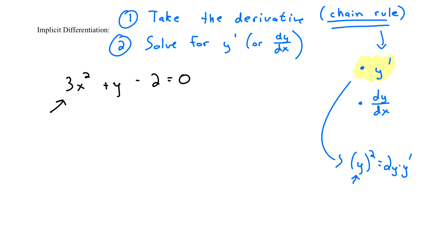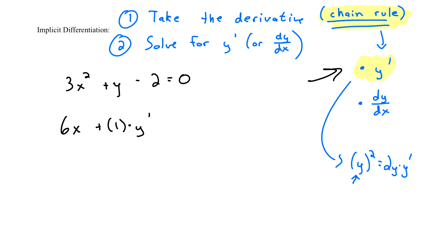Derivative of 3x squared: if we have a term that has an x, we're just going to take the derivative of that just like we normally would. So here we're going to have 6x. Plus, when I take the derivative of a term that has a y, I'm going to think about it, at least initially, as how would I take the derivative if I just replaced y with x? Well, in this case, the derivative of x is just 1. But I have to remember I'm using the chain rule, which means I really need to multiply by y prime. So the derivative of that middle term is going to be 1 times y prime.